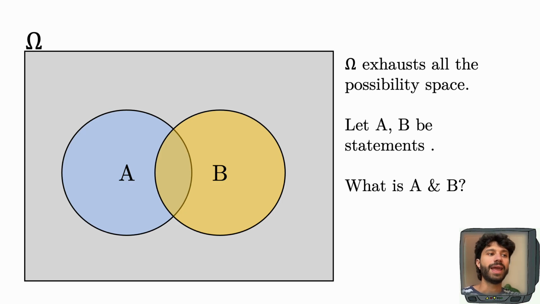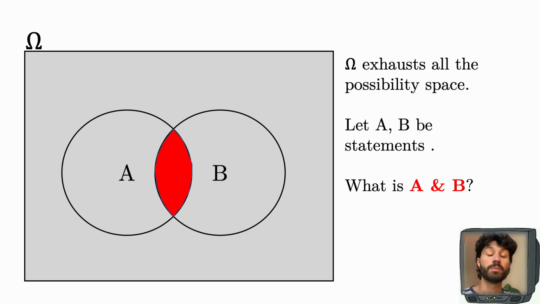Okay, what about A and B? What would you color here for A and B to be true? Would it be the same as before? Well, no. A and B would just be, you just color the intersection of the two.